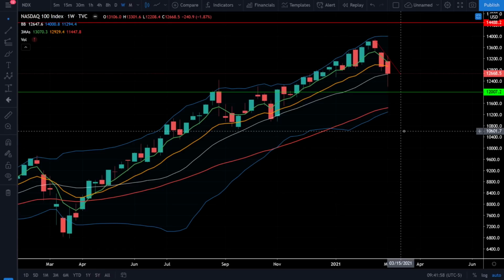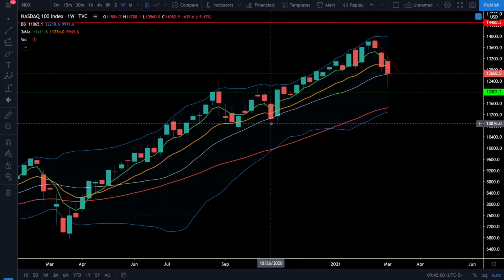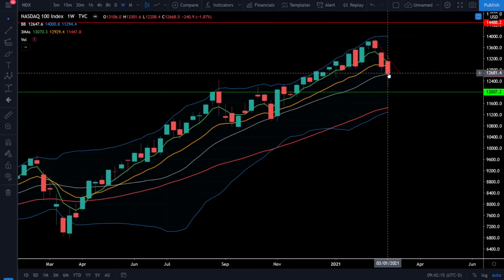Another thing I want to draw your eyes to is this close that we had back in October of 2020. We did have 3 volatile weeks in a row, and we did close right on top of the 20 simple moving average back here in October. Why is that noteworthy? Because we're in a very similar scenario with today. We had 3 negative red weeks, and we closed right on top of the 20 simple moving average.